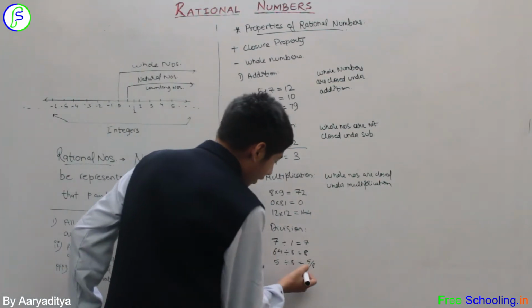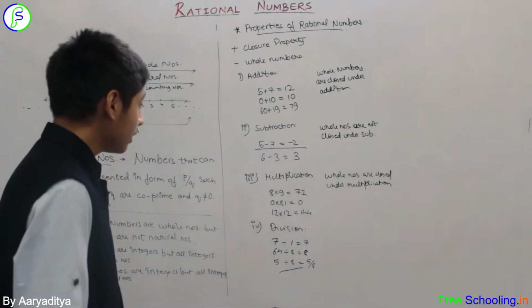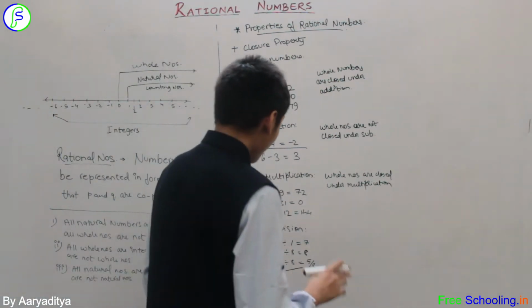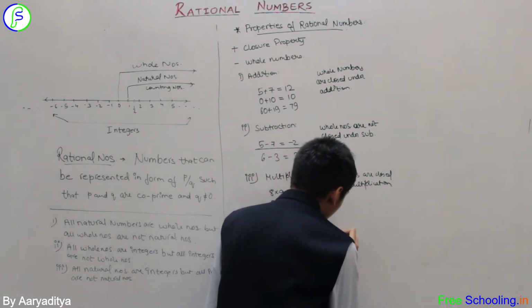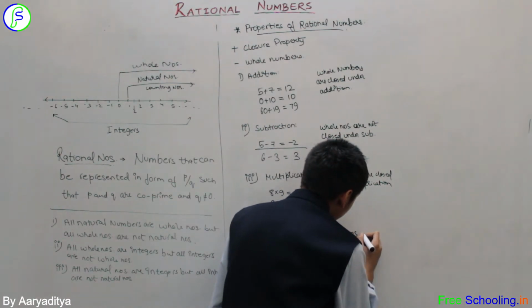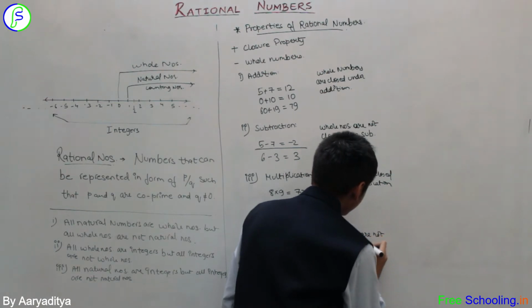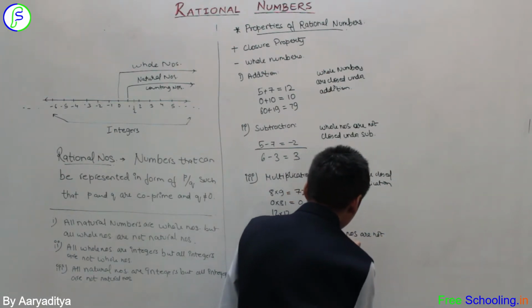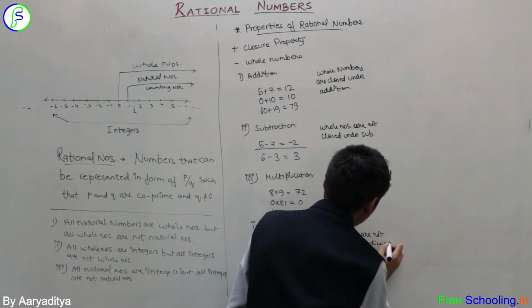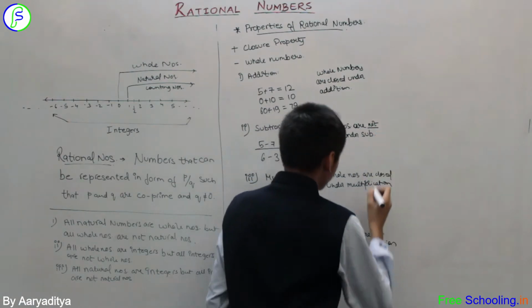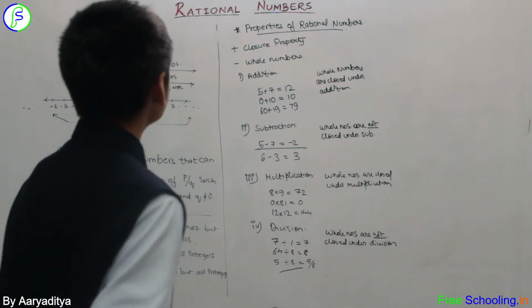So I got one example that denies closure, so whole numbers are not closed under division. The final statement would be the same, that whole numbers are not closed under division. Okay, let me just underline. So hope you have understood with whole numbers.